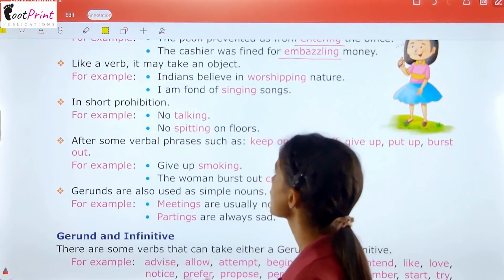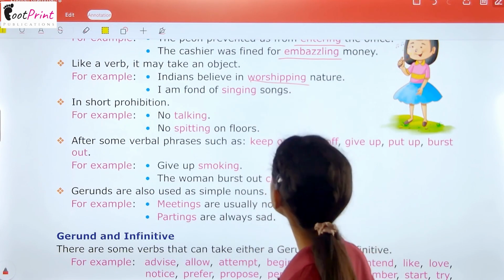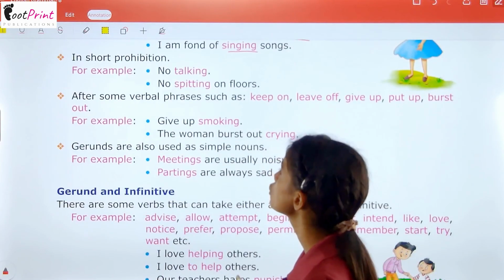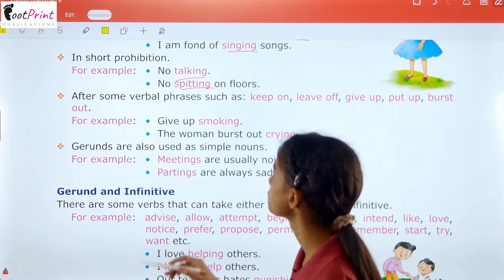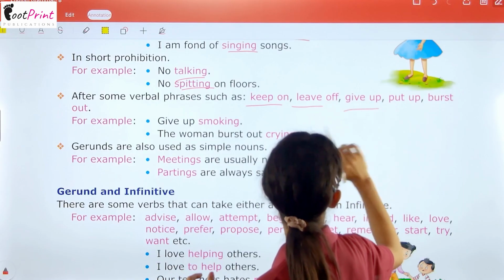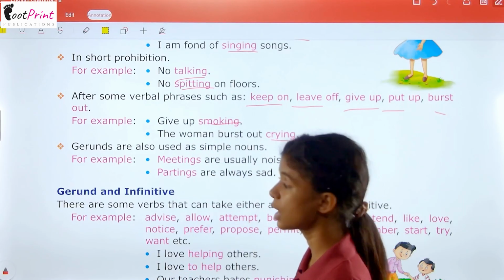Now, it is also used like a verb. It may take an object. Indians believe in worshipping nature. I am fond of singing songs. Or in short, prohibition: No talking, no spitting on floors, etc. After some verbal phrases such as keep on, leave off, give up, put up, burst out. Give up smoking. The woman burst out crying.